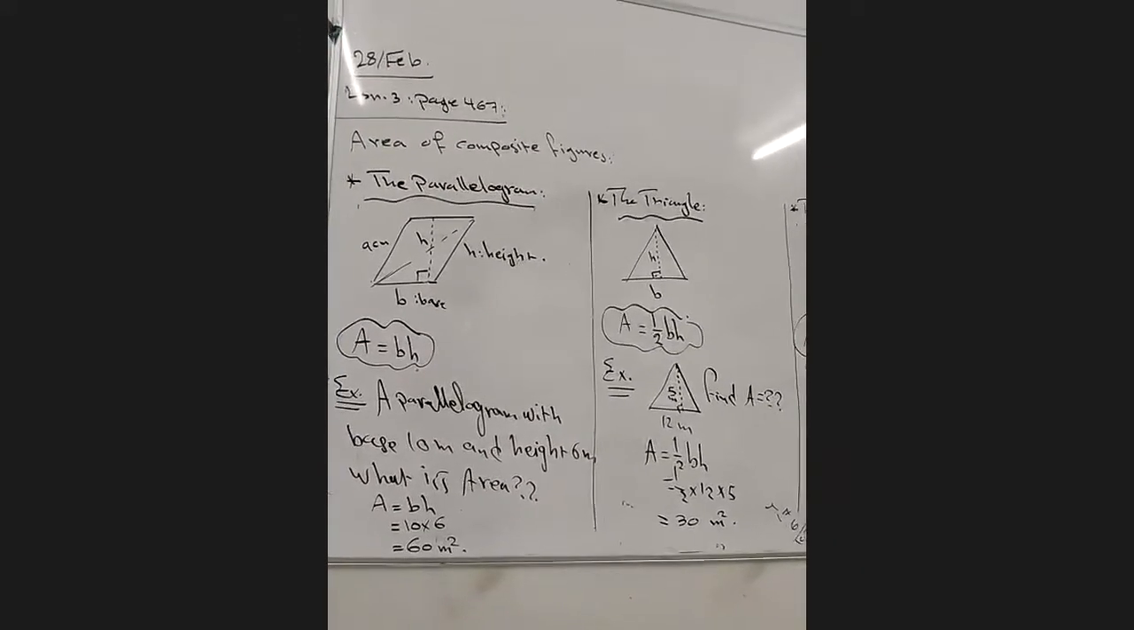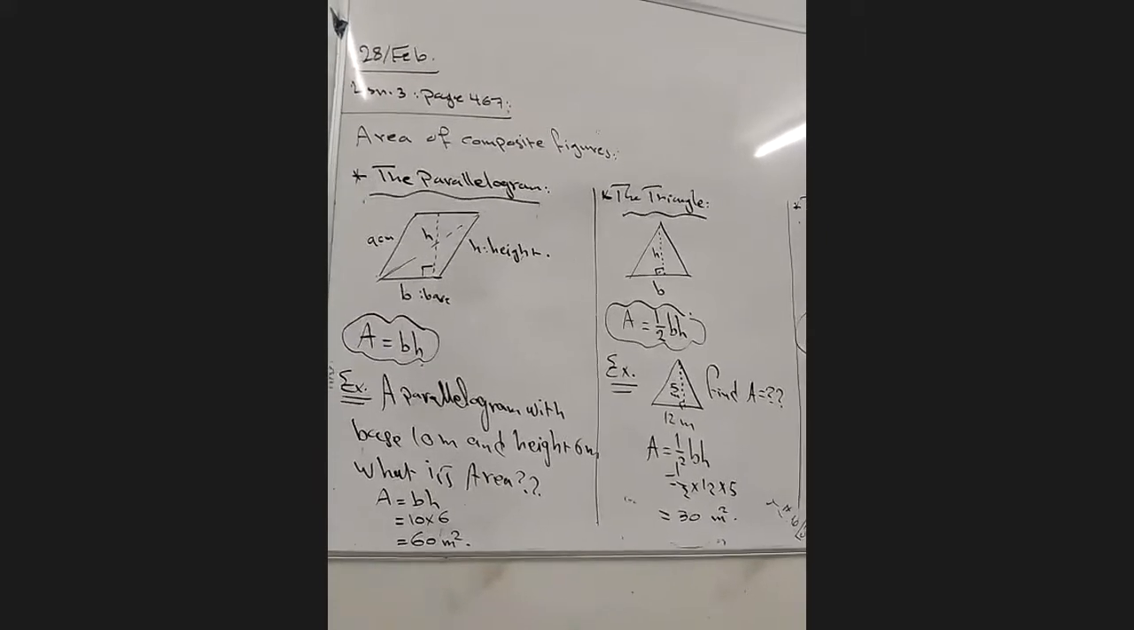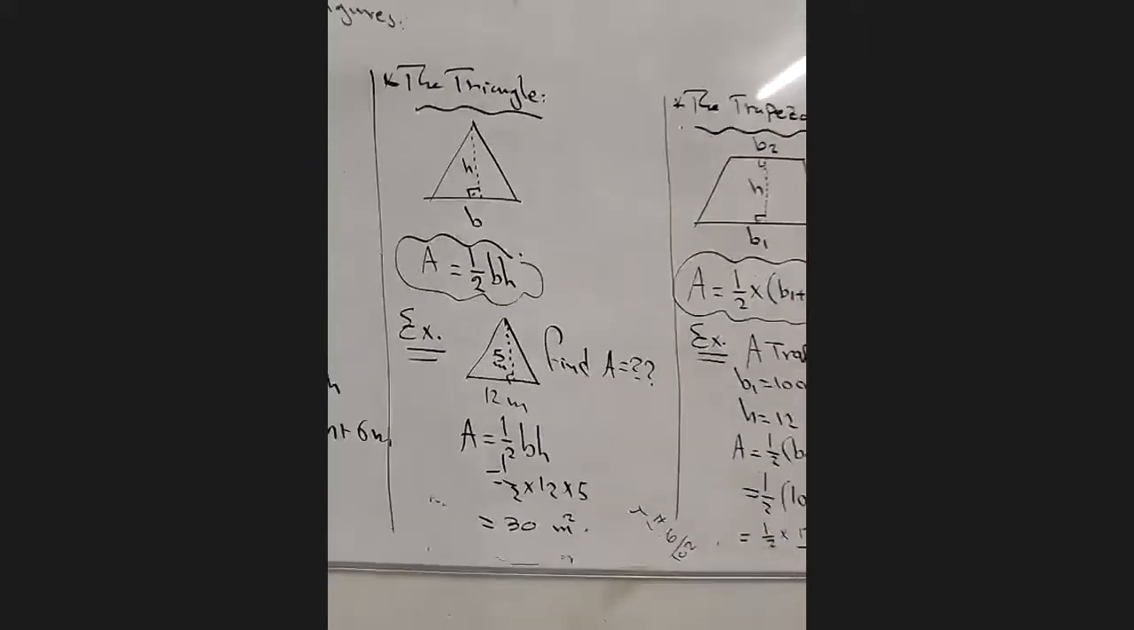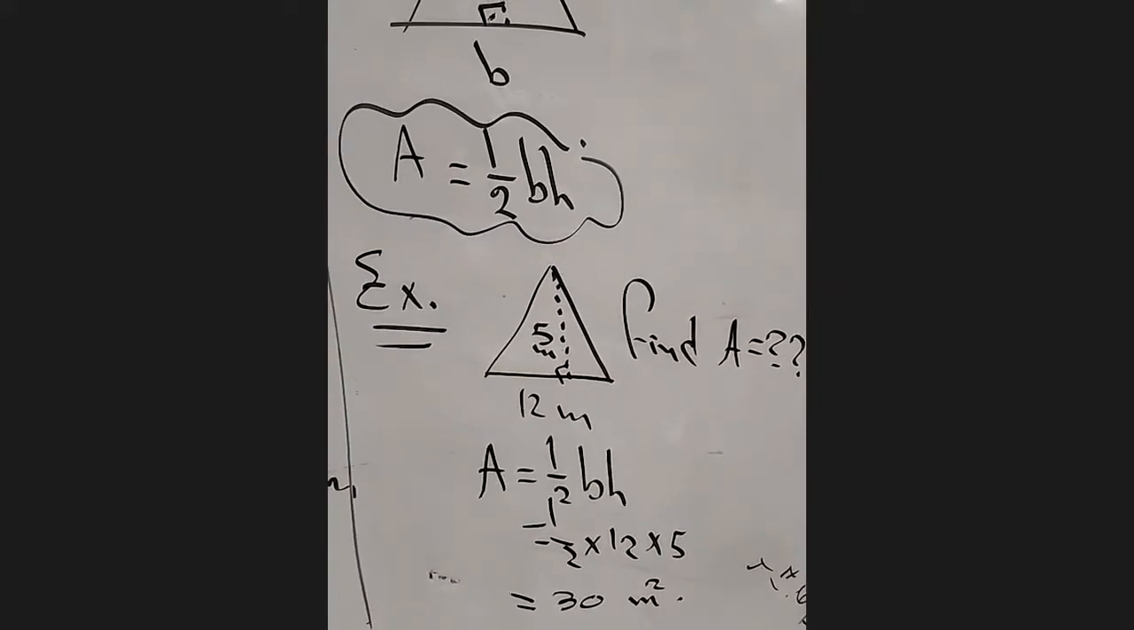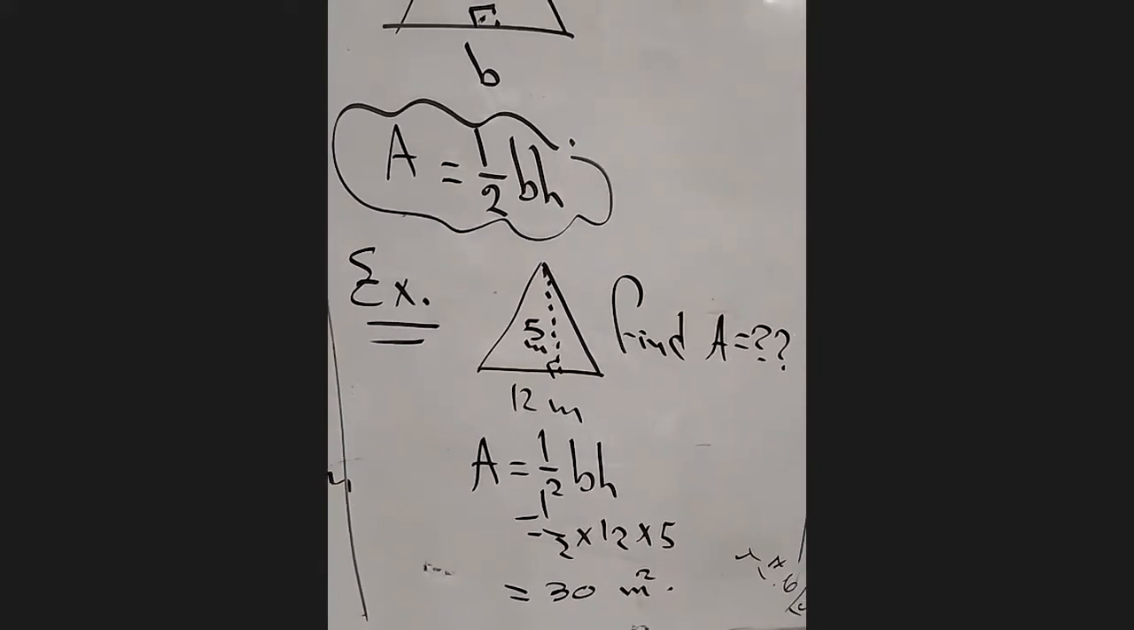Mister, a fast question. In the triangle, its area equals half base multiply height, right? Exactly. Half BH. I wrote them all on the paper. Good. Write them here, guys, here in the box, so you can memorize them always.